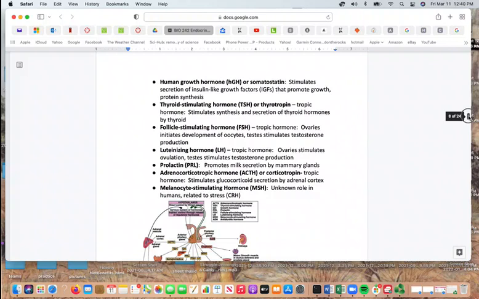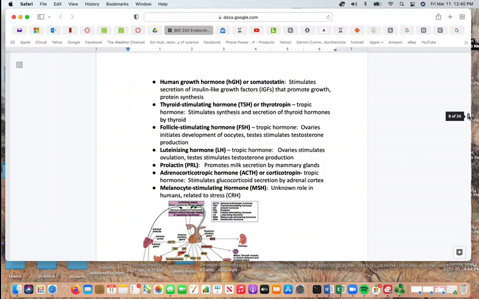So the hormones we're looking at in here, we've got human growth hormone, or HGH, also called somatostatin. This one is going to go on to stimulate the secretion of the insulin-like growth factors, which will promote growth and protein synthesis. Thyroid stimulating hormone, or TSH, thyrotropin. This is going to stimulate the synthesis and secretion of the thyroid hormones from the thyroid gland.